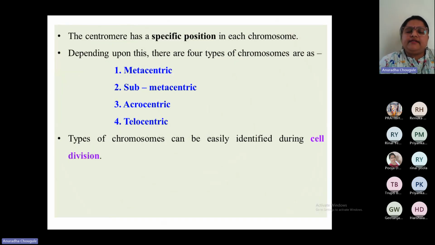Now, depending on the centromere position, on which position the centromere is present, chromosomes are divided into four types. The four types of chromosomes.